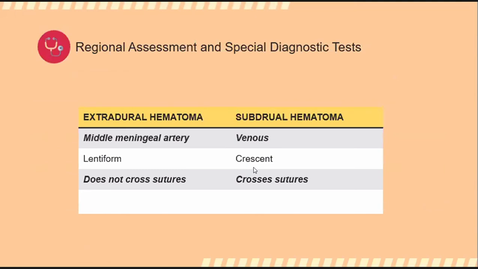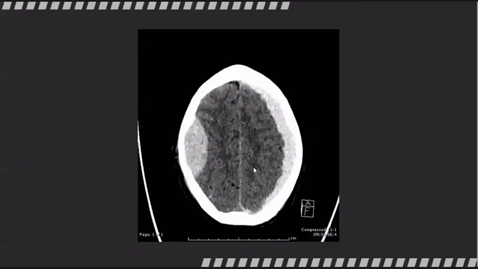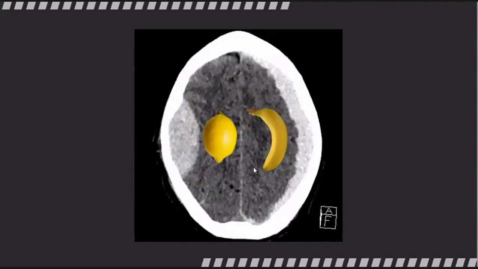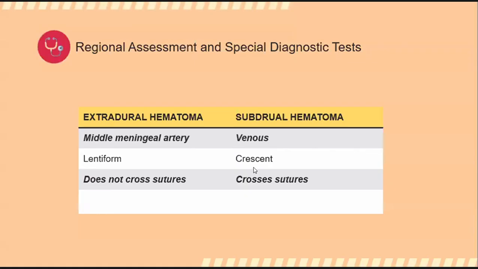So these are the differences between extradural and subdural. Extradural is from the middle meningeal artery. Subdural is from a venous bleed. This one on the right hemisphere is the epidural, and the left is the subdural. The epidural is crescentic, and the subdural is moon shaped. Epidural is bleeding from the middle meningeal artery, and subdural is bleeding from the bridging veins.